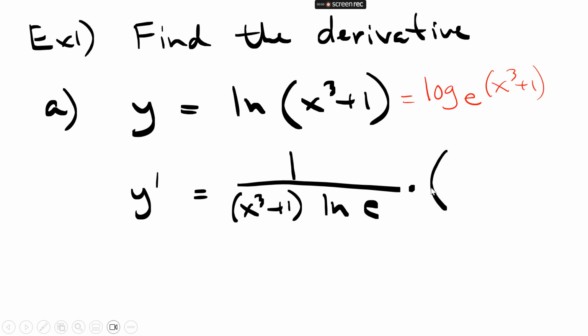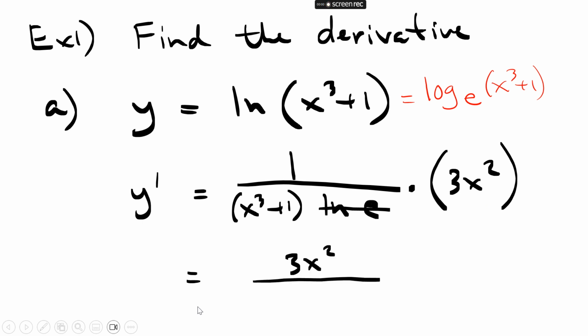But let's see. Then chain rule says we've got to take the derivative. What's the derivative of x cubed plus 1? 3x squared. Perfect. And I think I'm almost ready. That cancels out. All this stuff is on top because technically it's 3x squared over 1. So how about this? The answer is 3x squared on top, x cubed plus 1 on the bottom. That is the derivative of ln of x cubed plus 1.